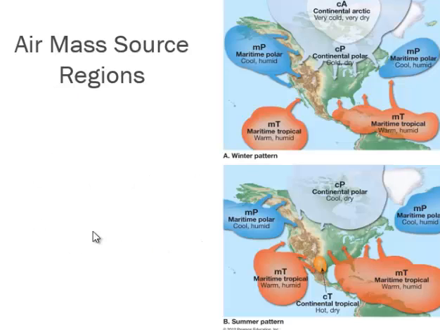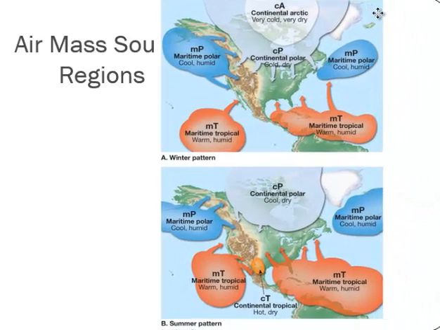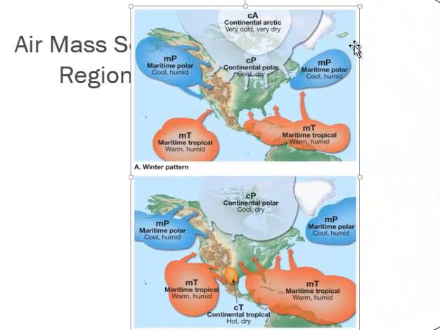Let's look at this diagram over here for a moment. You can see what the different example air mass regions are. These are two different diagrams, slightly different in the summer and the winter, but the same basic idea. This is a map of the United States, of course. Here's the Rockies, here's the US, here's Canada up here, here's Alaska way over here, Mexico, South America.